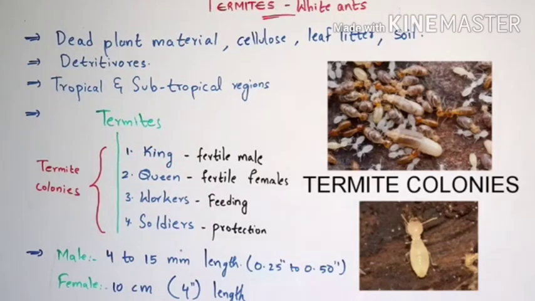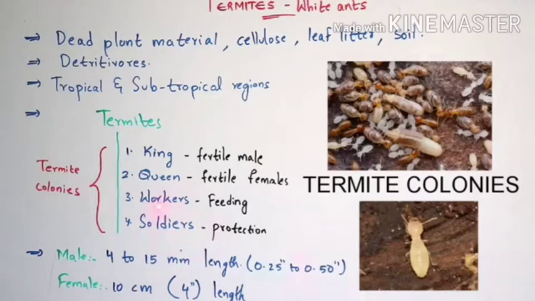So for each colony there will be only one king and only one queen, but the workers and soldiers will be numerous. The king is the fertile male, and the queen is the fertile female. The size of the king, the male termite, is smaller compared to the size of the fertile female termite.